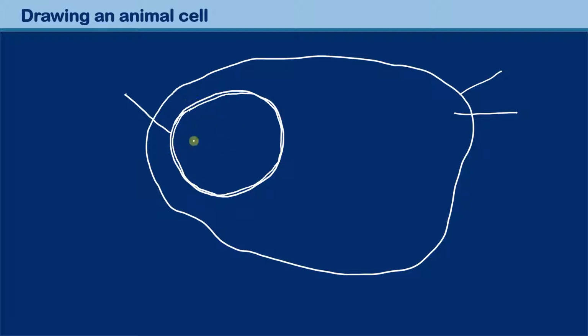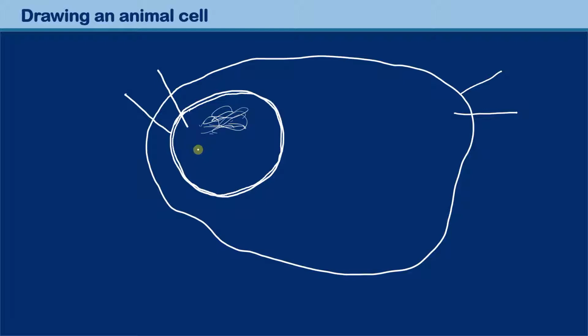Now, the inside of the nucleus is also filled with a liquid which contains the DNA, and this liquid content is referred to as the nucleoplasm. The nucleoplasm. And inside here we have the DNA. Okay, that's the chromatin, that's the DNA.